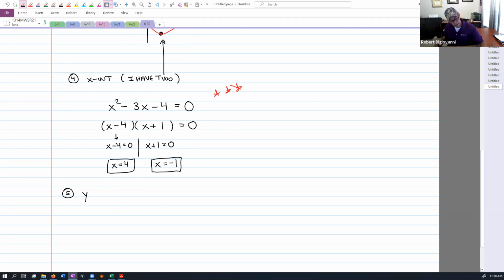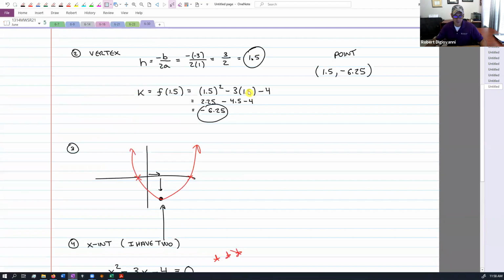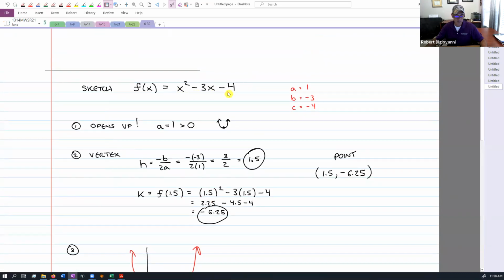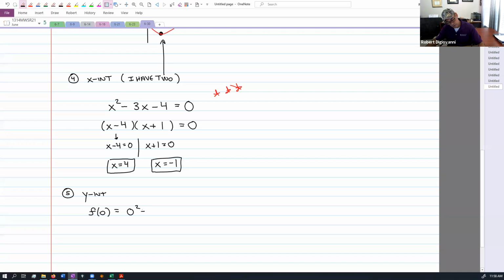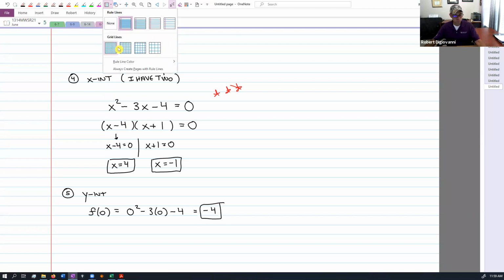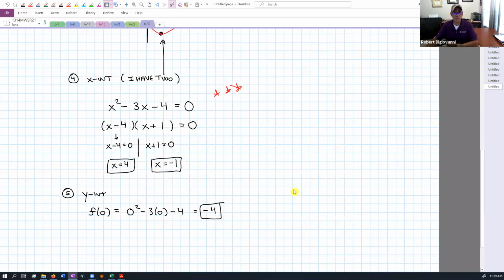5th step, I need the y-intercept. And so for that, I'm going to plug 0 into the function, which means I take this function and I replace everything with 0, all the x's with zeros. So I get 0 squared minus 3 times 0 minus 4. Everything goes away except for the minus 4. Any questions?